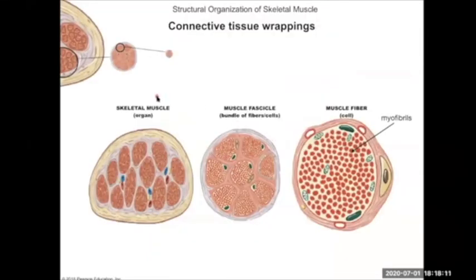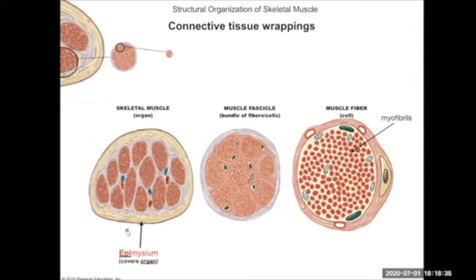So here they are again, right? And this is scaled up a little bit. Here's the actual, a little more to scale right here. But you've got the organ, which is going to be covered by epimysium. You can consider any of these connective tissue layers to be fibrous connective tissue. It's dense, irregular, or loose connective tissue. Don't worry about that. It's just fibrous connective tissue, right?